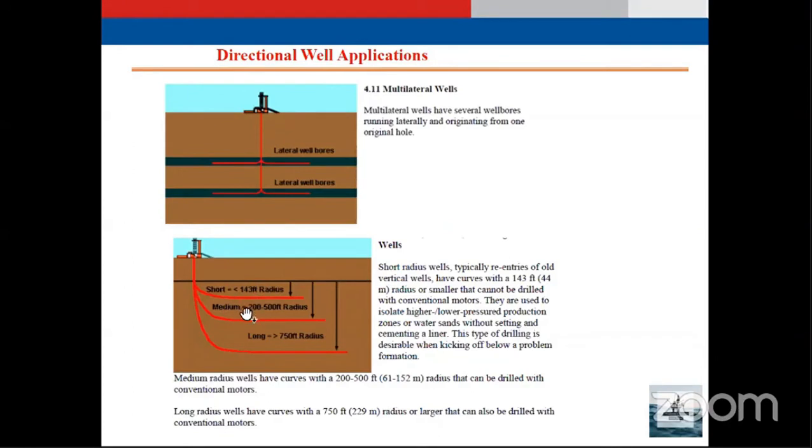For medium, it is between 200 and 500 feet radius. For long, it is greater than 750 meters. It is used for many applications. It increases production, but it costs more than directional wells without horizontal drilling. But it helps with many problems, such as low horizontal permeability, water coning or any water below the formation, and low pressure zones. That is very helpful for the formation.